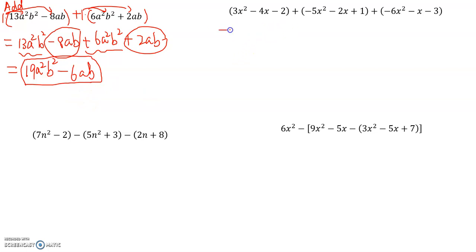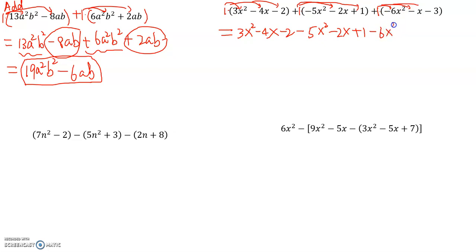In the second question, we are also adding 3 polynomials here. So we're going to distribute the 1 in front, there's like an invisible 1. So pretty much we can get rid of all the parentheses just like previously. So when you distribute a 1, it's not going to change anything. The same here. So we have minus 5x squared, positive 1 times negative 5x squared is just going to be negative 5x squared. Positive 1 times negative 2x, it's negative 2x, and plus 1. And the same for the third parenthesis. So we're going to get negative 6x squared minus x minus 3.